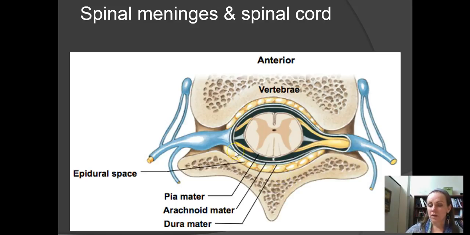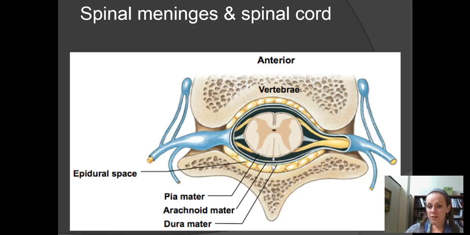Now I want to point out we have an additional space for the spinal meninges that we didn't see with the cranial meninges. So here's the dura mater, and here's the bone, and in between this we have this thing called the epidural space. You can see from this image it's filled with adipose tissue, or fat tissue. We're also going to find that it's filled with blood vessels that are running up and down this area of the spinal column.